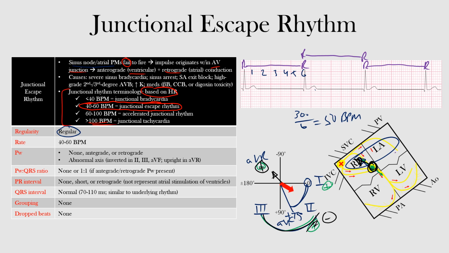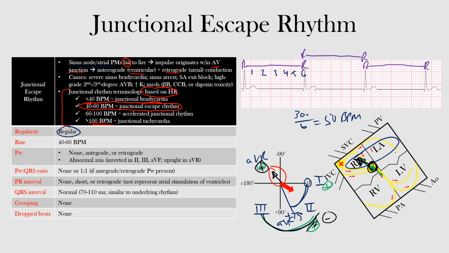The P waves, remember, we can either see no P waves if they're inside the QRS complex, so just buried within. We can see antegrade or retrograde P waves, depending on whether the atria or the ventricles get depolarized earlier than the other. Remember, the axis of the P wave will be abnormal because we're having retrograde atrial conduction, so it's going in the opposite direction from what we saw here. There will either be no P wave to QRS ratio, if the P waves are actually buried and we can't find them, or there could be 1-to-1 if an antegrade or retrograde P wave is present, okay?